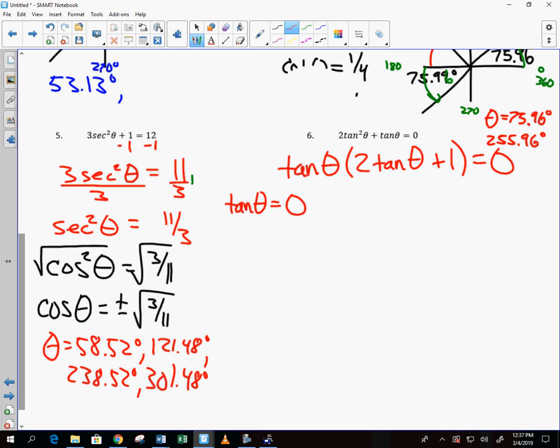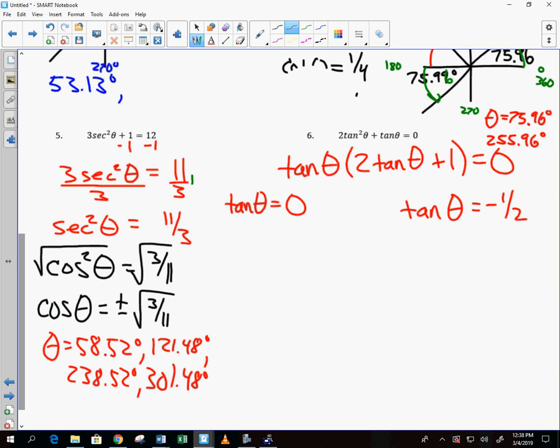Okay? So those are our 2 equations we set up. Which one do you want to deal with first? The one on the left side or the right side? It's up to you. Left side, tangent theta equals 0. That's tough for a lot of people to think about. If you inverse 0 on your calculator, you just get 0.